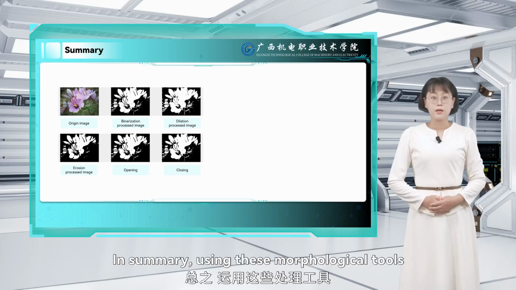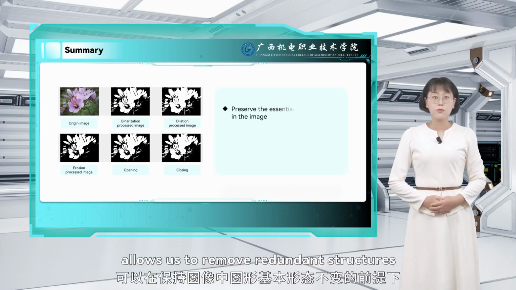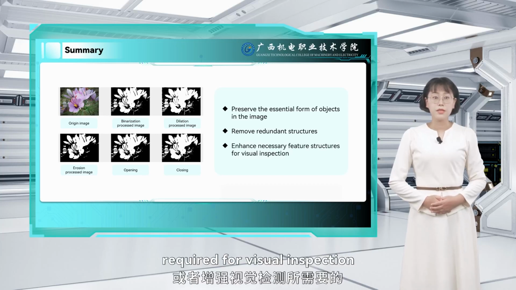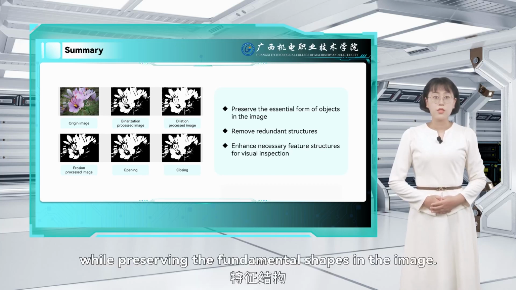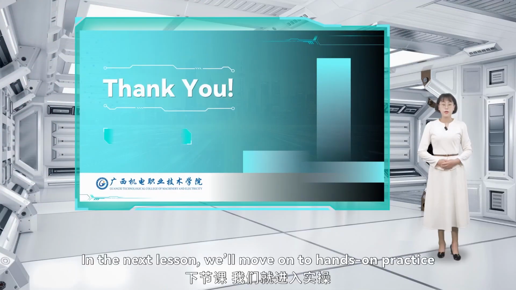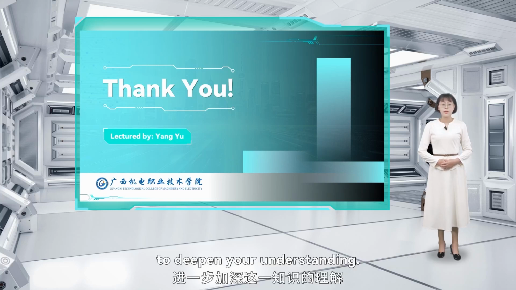In summary, using these morphological tools allows us to remove redundant structures or enhance specific features required for visual inspection while preserving the fundamental shapes in the image. Is everything clear? In the next lesson, we'll move on to hands-on practice to deepen your understanding.